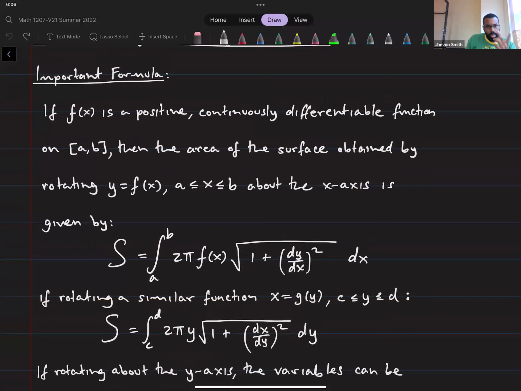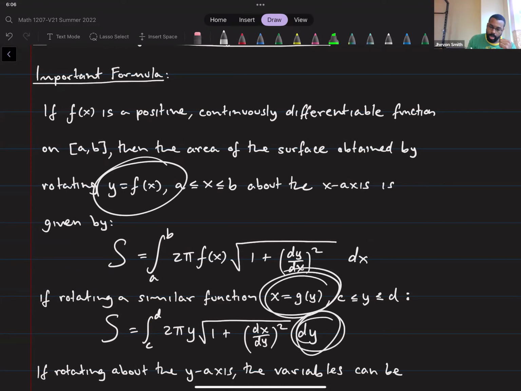We can also have the curve in a different variable. So instead of being given as y equals f of x, we can be given it as x equals some g of y. And the formula will change accordingly. It will become dx dy, dy all squared. But essentially you do the same thing.